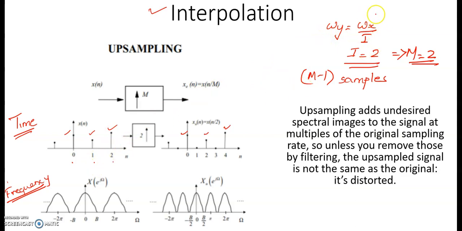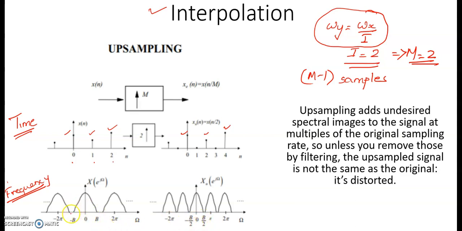As mentioned, your output signal will be reduced by a factor of I. If you had a signal in the span of minus B to B, your signal will be compressed and reduced to the span of minus B by 2 to plus B by 2, because here I is equal to 2 and omega y is equal to omega x by 2. So if omega x is minus B, omega y will be equal to minus B by I, which is equal to minus B by 2. And here you have a sample at B, so this will be equal to B by 2.